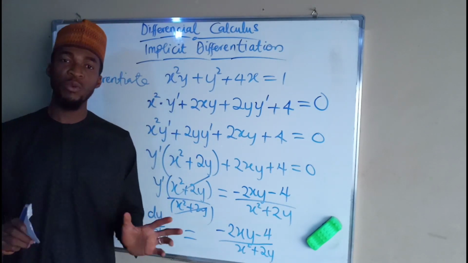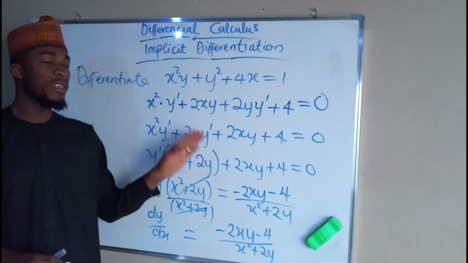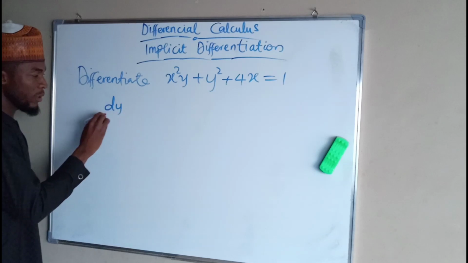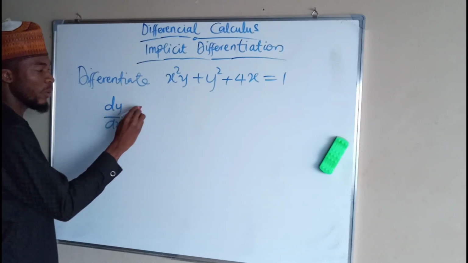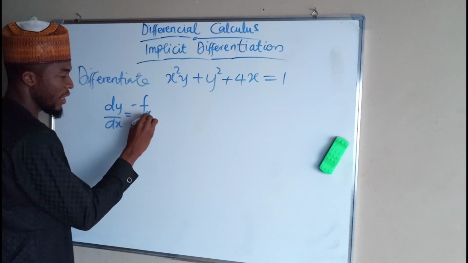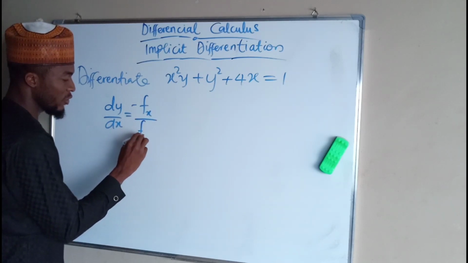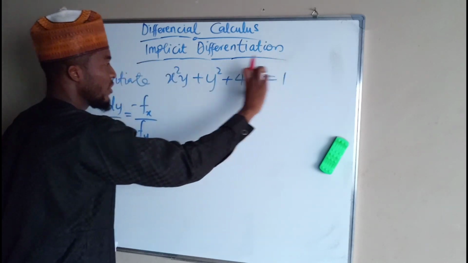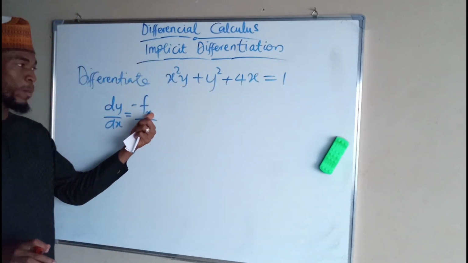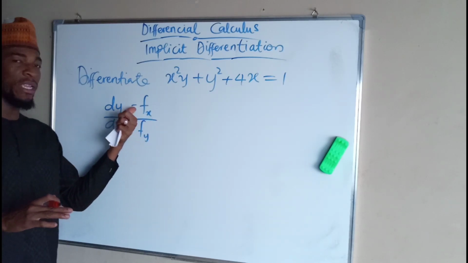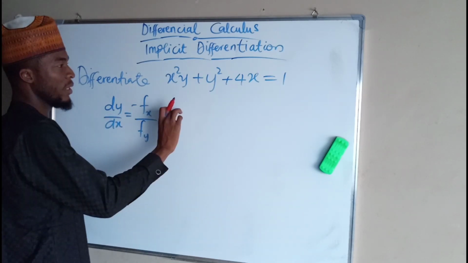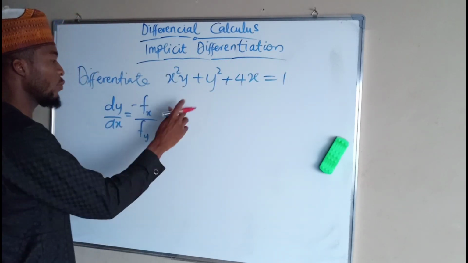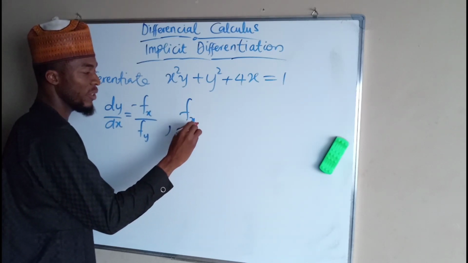Now I want to apply a particular formula used in finding the derivative of an implicit function. dy over dx is equal to minus f subscript x divided by f subscript y. This means we are going to differentiate the whole of the function with respect to x alone. Whatever we get, we multiply it with negative, then we divide by the derivative of the function with respect to y alone. Let us differentiate the function with respect to x, which is f subscript x.